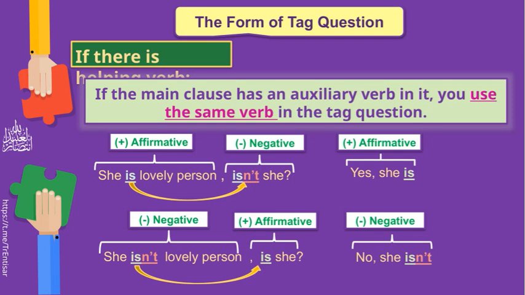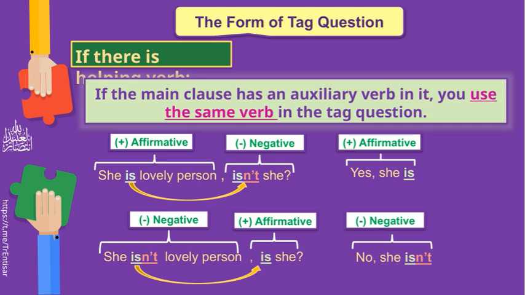When using tag questions, a key point to remember is that if the main clause contains an auxiliary verb, you should use the same auxiliary verb in the tag question. For example, if the sentence is negative, like, "She isn't a lovely person," the tag question will also be negative. "Isn't she?" This consistency helps keep the question clear and grammatically correct. Now, if the sentence is affirmative, such as, "She is a lovely person," then the tag question becomes positive too, like, "Isn't she?"